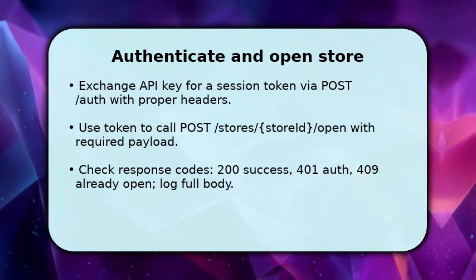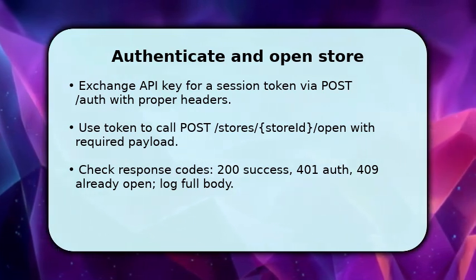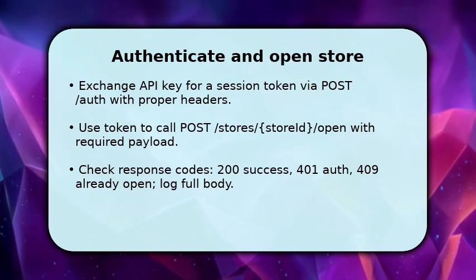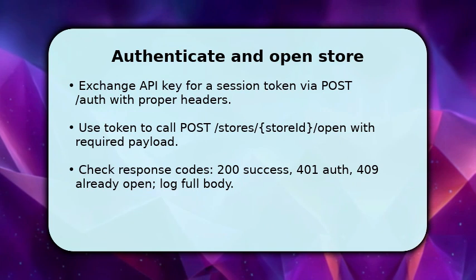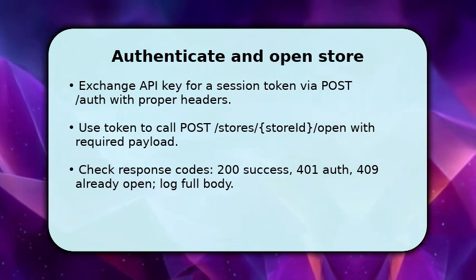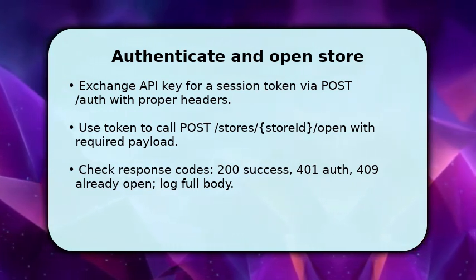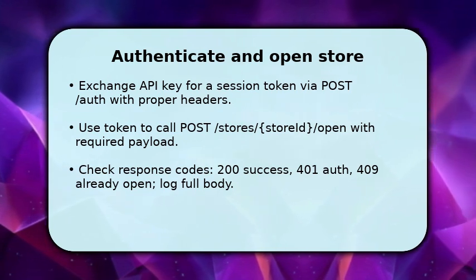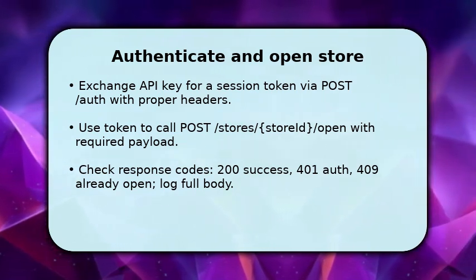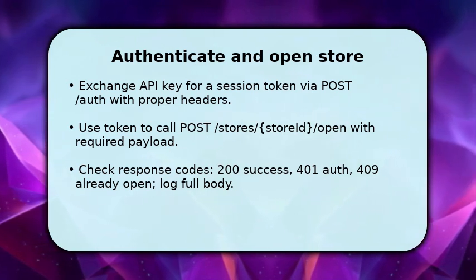Once you have the token, call POST /stores/{storeId}/open with the JSON payload that specifies mode and concurrency. This triggers lock negotiation. If the API returns 202, poll status until 200. Make sure to capture headers for rate limits and to persist the token for subsequent calls to avoid interruptions.